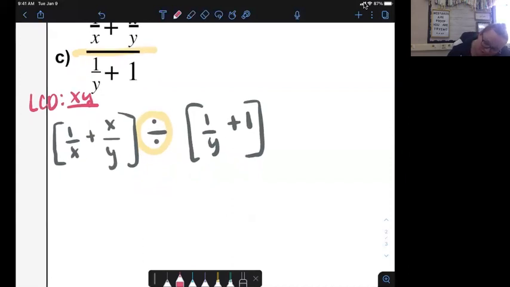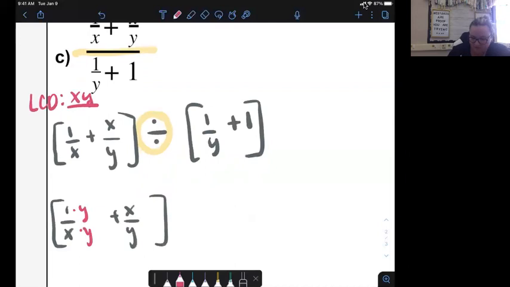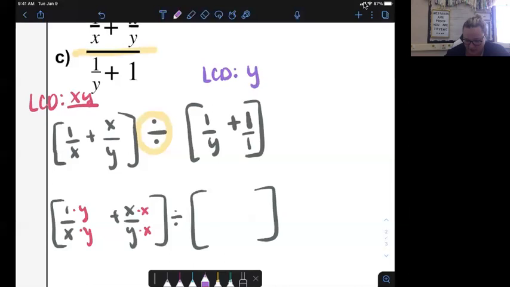We're going to multiply the first fraction by y over y. We're going to multiply the second fraction by x over x. All right. Then for this second set, 1 over y plus 1, well, this 1 is technically over 1. So my least common denominator would just need to include 1 times y, which is y. The first fraction doesn't need to change. The second fraction needs a y in the denominator, so we're going to multiply it by y over y.